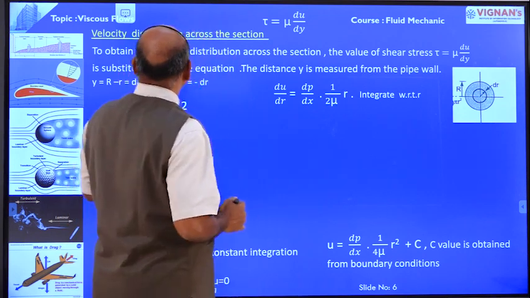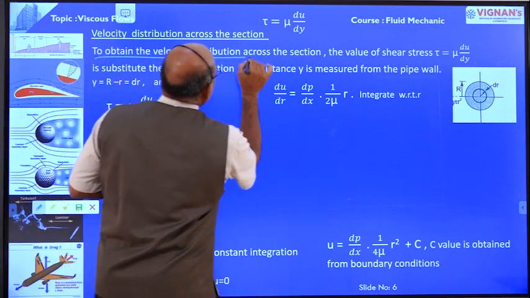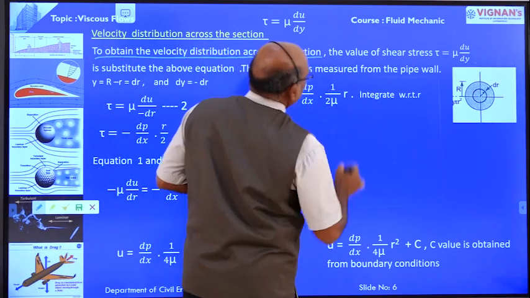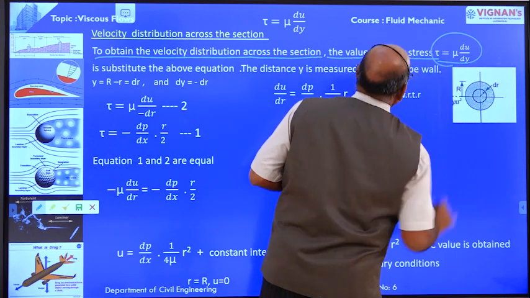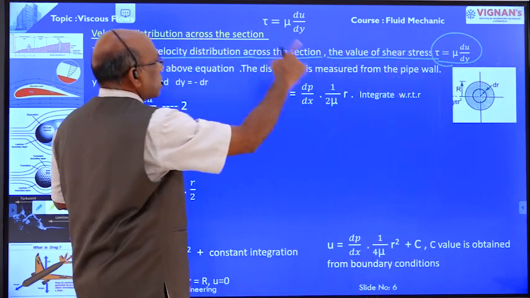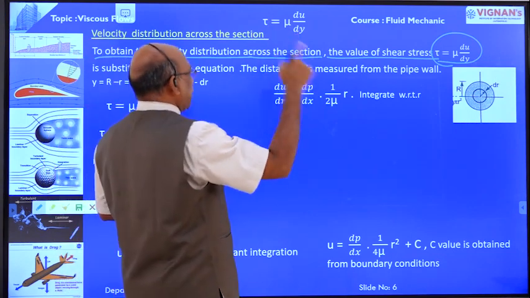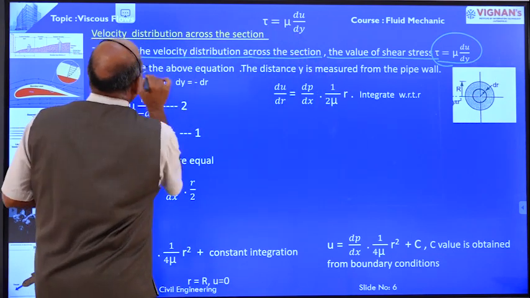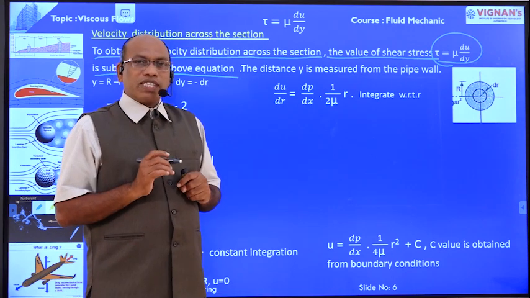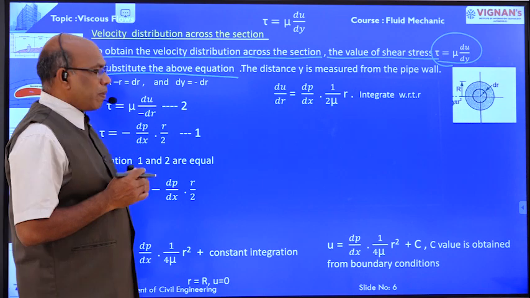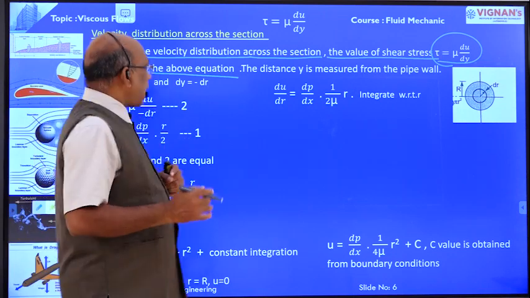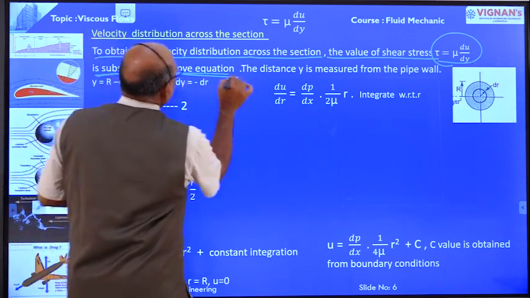To obtain the velocity distribution across the section, we know the value of shear stress tau is equal to mu into du by dy. Substitute in the above equation. Already we have derived shear stress tau is equal to minus ∂p/∂x into r by 2, right?